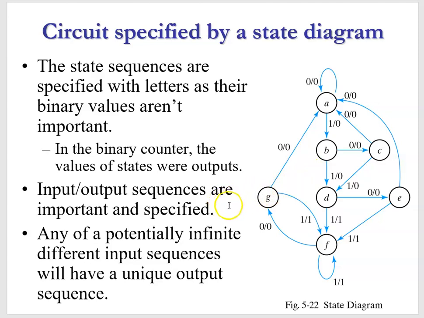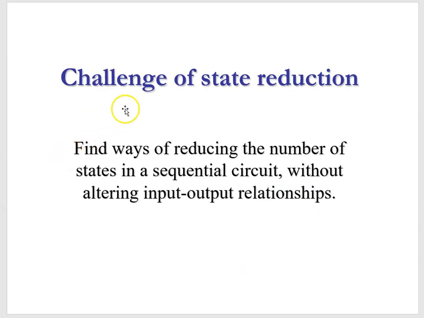So the input-output sequences are important, and they're specified. There's potentially an infinite number of different input sequences that could have a unique output sequence. So we won't necessarily go through an infinite number, but we'll go through an example here. The challenge of state reduction is to find ways of reducing the number of states in a sequential circuit without altering the input-output relationships.